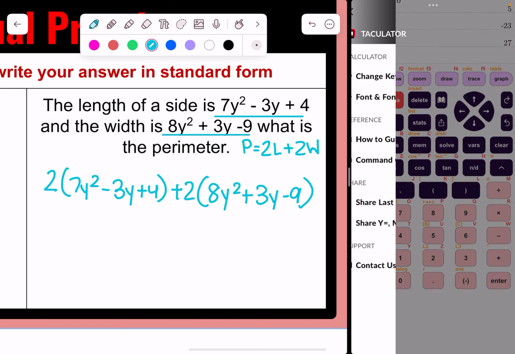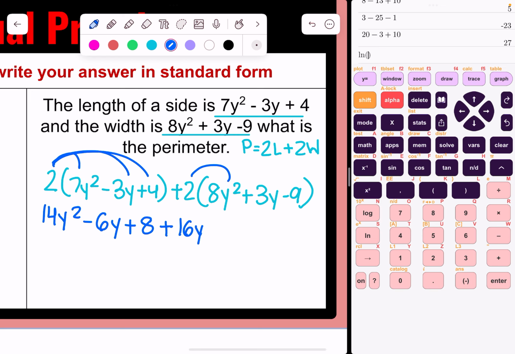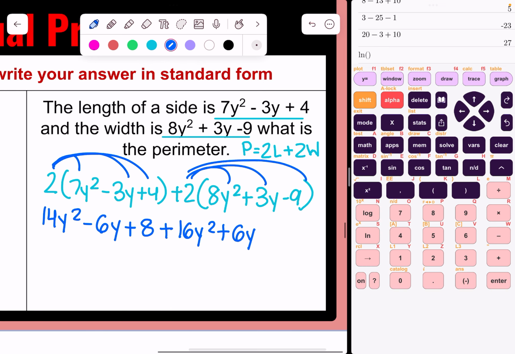All right, let's get to multiplying. 2 times 7y squared is 14y squared. 2 times negative 3 is negative 6y. And 2 times 4 is 8. Then 2 times 8y squared is 16y squared. 2 times 3y is 6y. And 2 times negative 9 is negative 18.